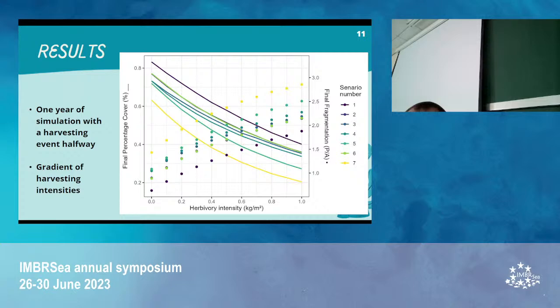And we see a very good gradient, the colors are not displayed very well, but a very good gradient of harvesting damage to the kelp forest caused by the different harvesting scenarios.